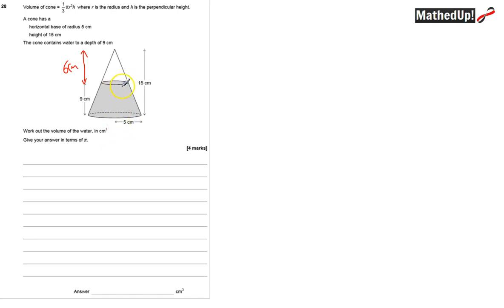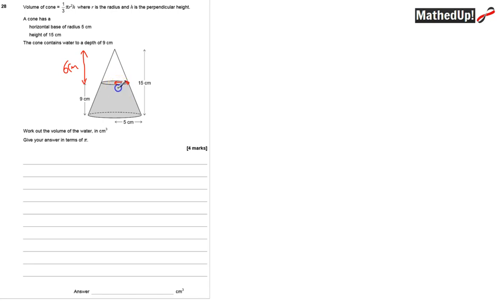Now the radius of the little cone, well, the radius of the big cone is 5, and because the little cone and the big cone are going to be similar to each other, if this big cone has a height of 15 and its radius is 5, we can see that the big cone's height is 3 times its radius. So that relationship should be the same in the little cone as well, because they're similar. So the radius of this little cone must keep the same proportion as the big cone. So if that's 3 times bigger than that, then this must be 3 times bigger than this.